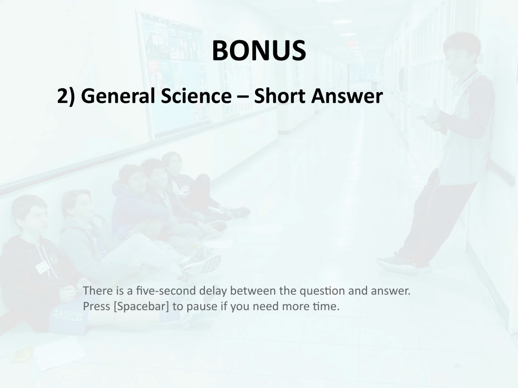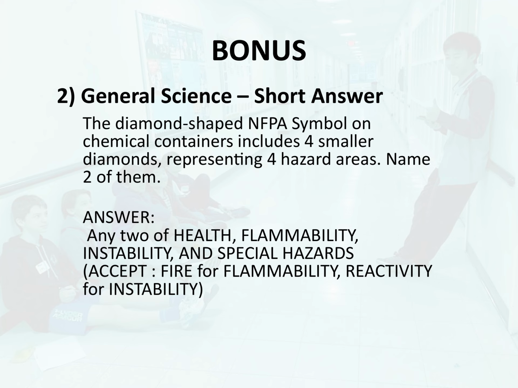Bonus 2. General science, short answer. The diamond-shaped NFPA symbol on chemical containers includes 4 smaller diamonds, representing 4 hazard areas. Name 2 of them. Answer. Any 2 of health, flammability, instability, and special hazards.